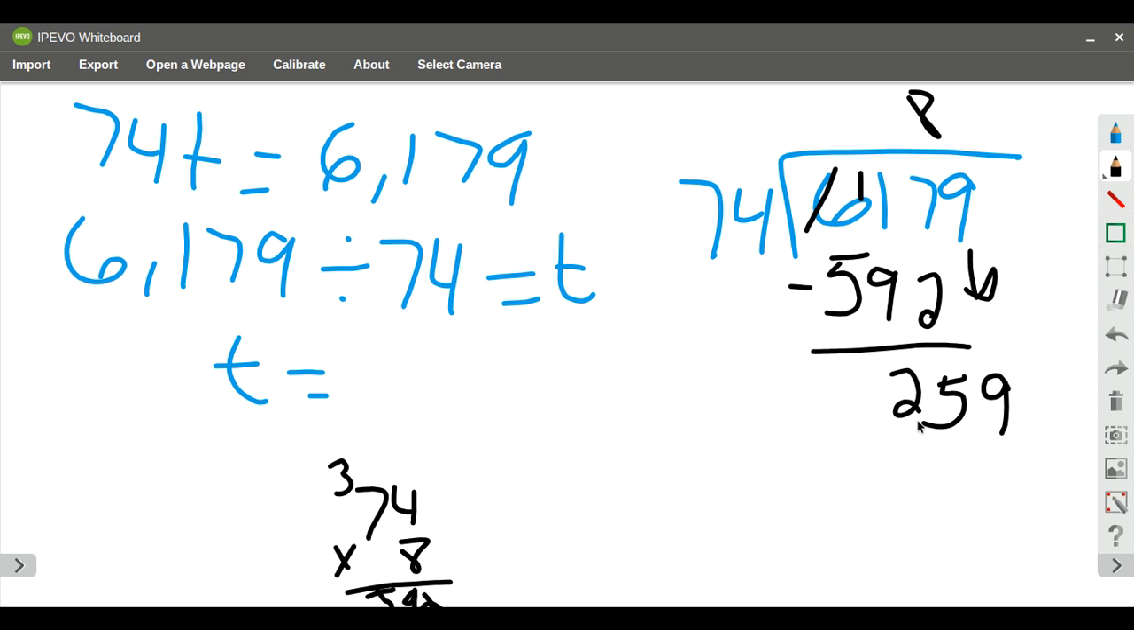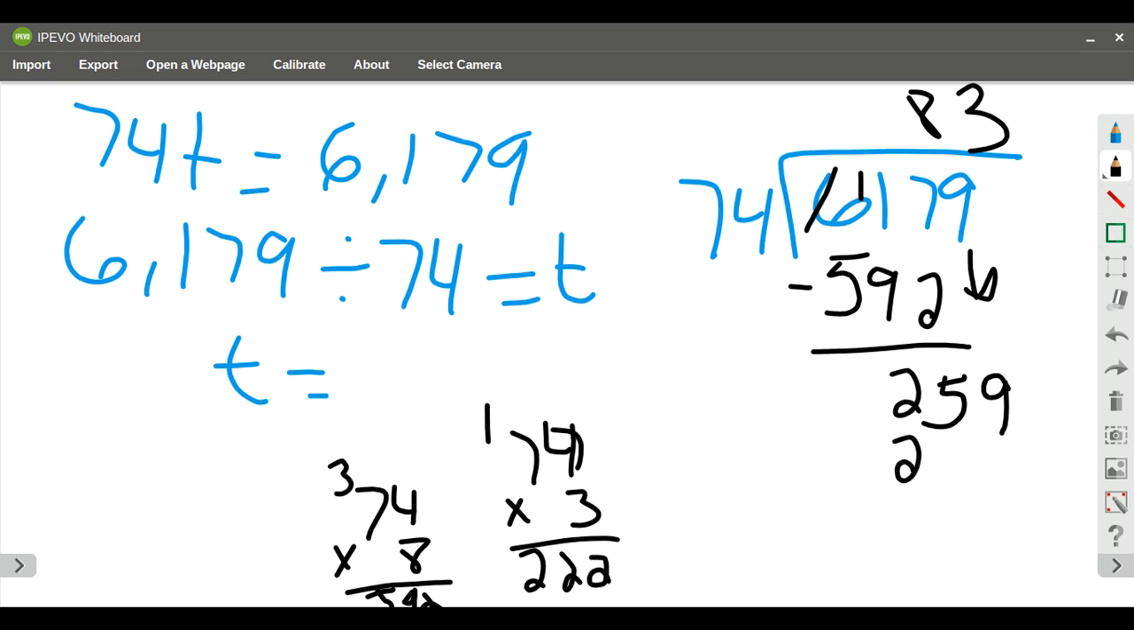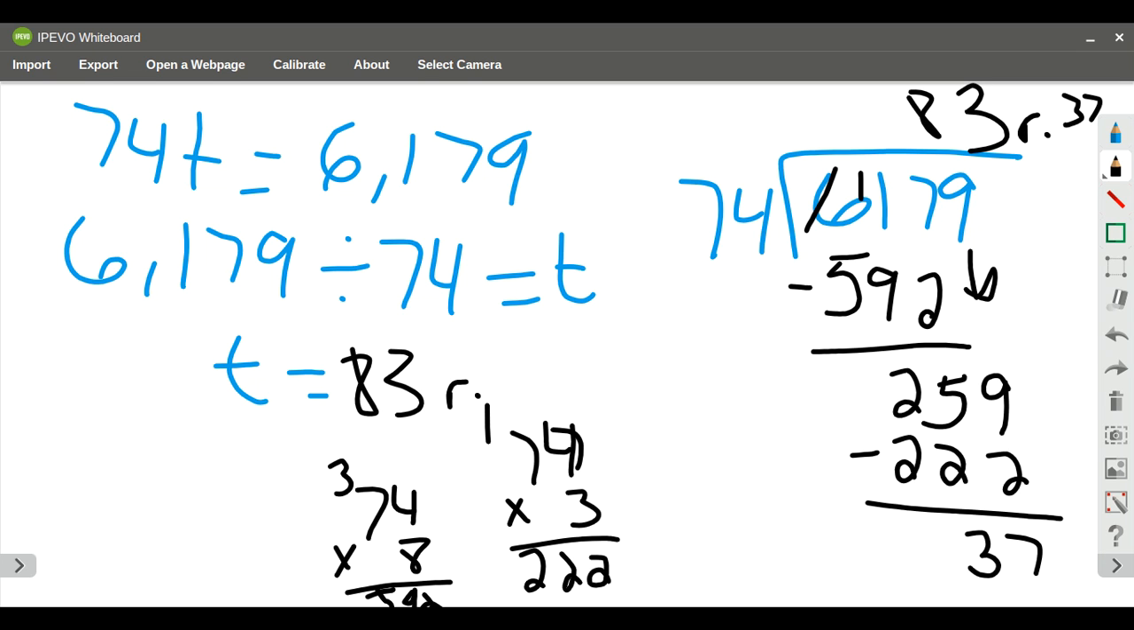And then 74 is going to go into 259. It's going to go in there about 3 times. So I'm going to do 74 times 3. 4 times 3 is going to be 12. I regroup the 1. 3 times 7 is going to be 21, plus 1 is going to be 22. So I'm going to do 83. I get 222. 9 minus 2 is going to be 7. 5 minus 2 is going to be 3. So my answer is going to be 83, remainder 37. All right.